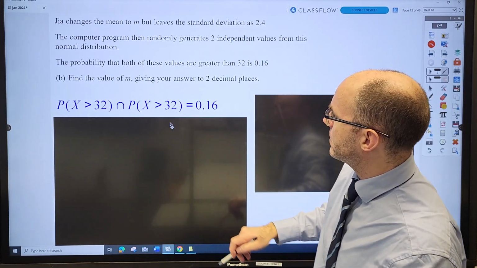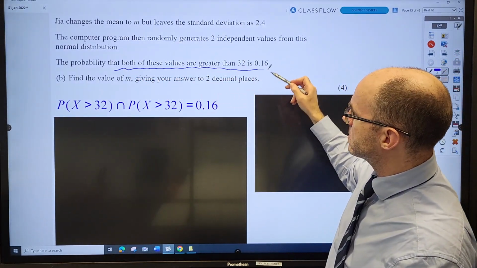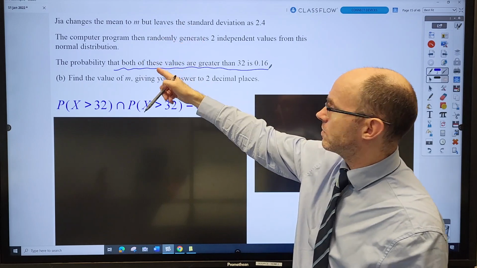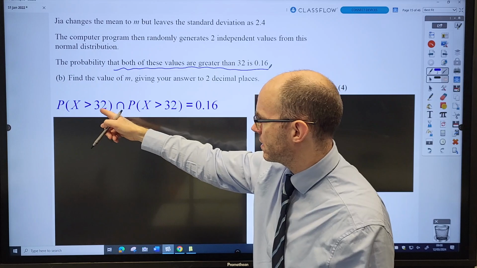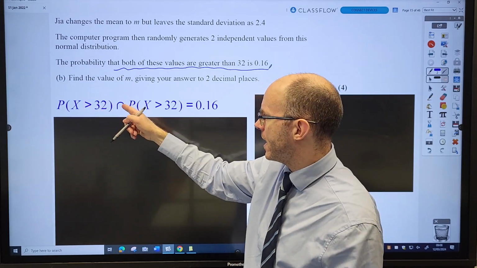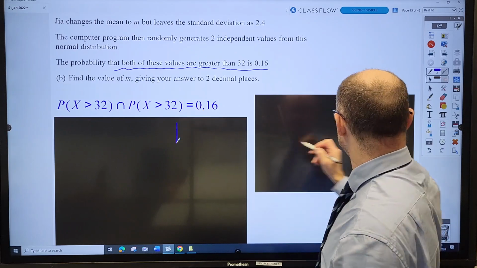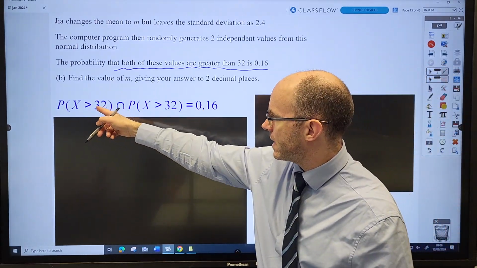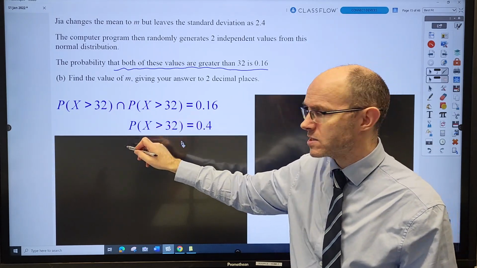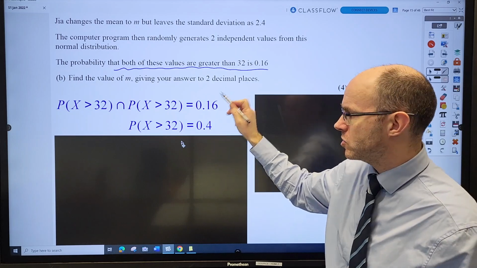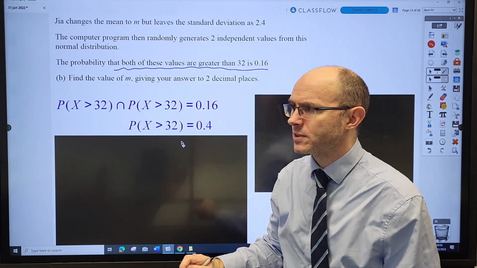Okay. So this bit here, right? So both of these values. So it's the probability that the first value is greater than 32 and the second value is greater than 32. So it looks like this: probability X is greater than 32 and probability X is greater than 32, which is 0.16. So because they're the same, it's effectively that squared equals 0.16. So the probability of just one of those, X greater than 32, is the square root of that, 0.4. Okay, because that times by itself gives you 0.16.